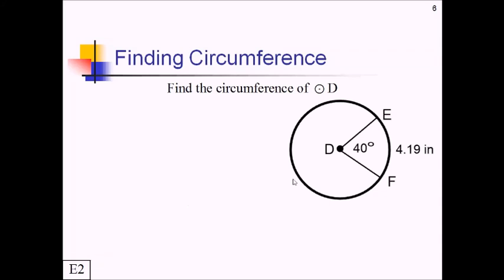Here's another example. In this circle, we want to figure out the circumference of circle D. Pause the video and see if you can do that. So on this one, if you're looking for circumference, you're going to need to know the arc measure and the arc length. Now, as luck would have it, we have the arc measure here, and we have the arc length here. So we can just set up a proportion. We can say that 4.19 over whatever the circumference is, we'll call it C, equals 40 over 360.